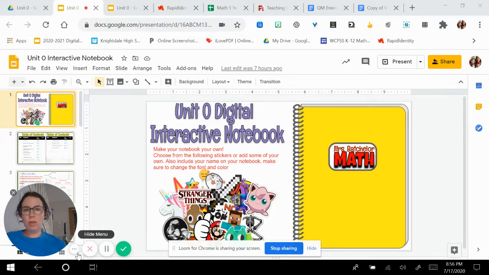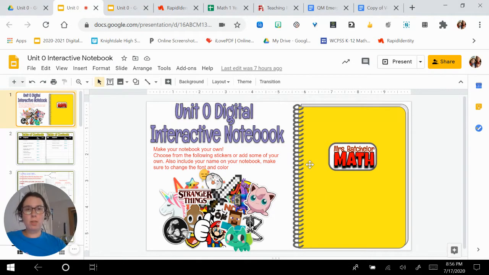Hello. So today we're going to be starting our Unit 0 Digital Interactive Notebook. Okay. So this is what you're going to get when you copy your own from Canvas. You guys can change up the coloring and put your name on it and move the stickers around if you want or find your own stickers.